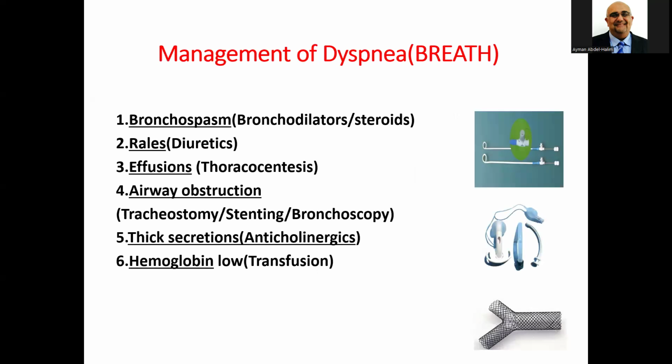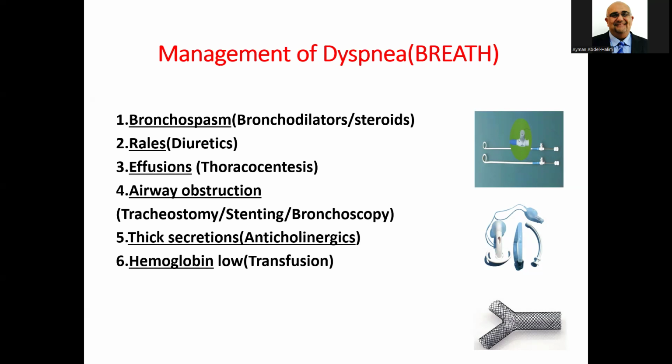Generally speaking, when we manage the dyspnea, we have to start with a root cause. So if I have something that I can fix, for example, bronchospasm, then you need to give bronchodilators. A patient has rales, his lung is wet, you might need to add some diuretics. If he has an effusion, either pericardial or pleural effusion, you need to do thoracocentesis or pericardiocentesis, for example.